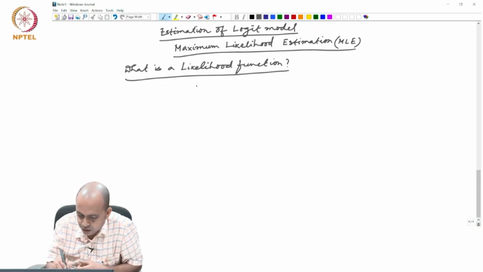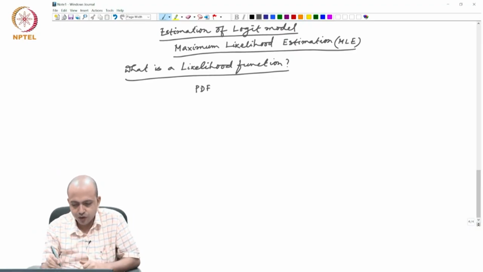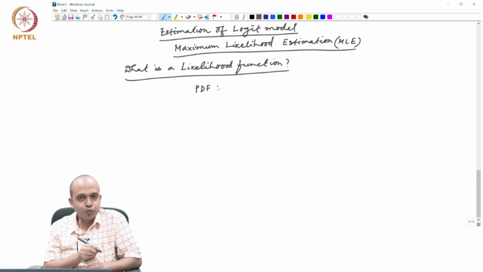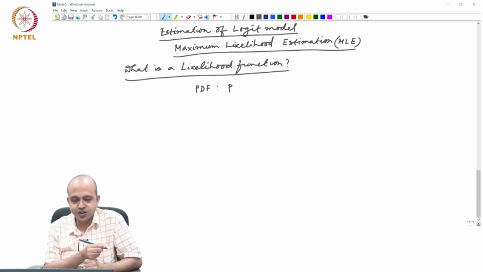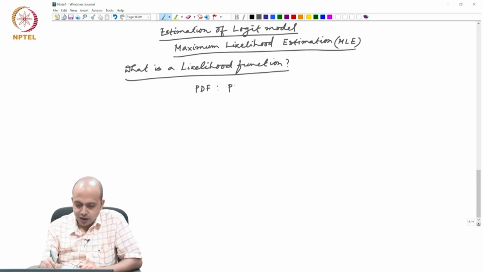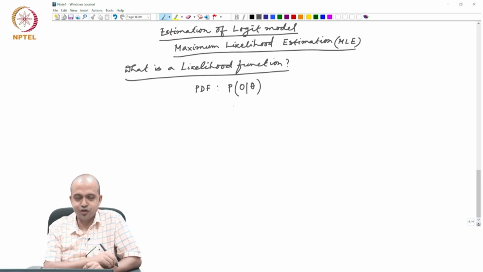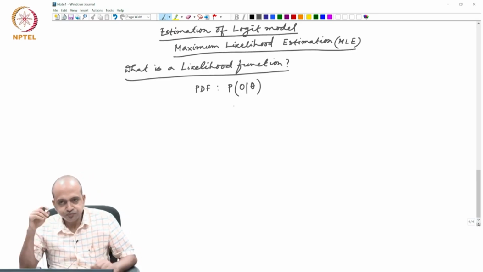Let us say I am writing PDF, probability distribution or probability density function. PDF is characterized by an observed thing given the parameters. I will explain this.